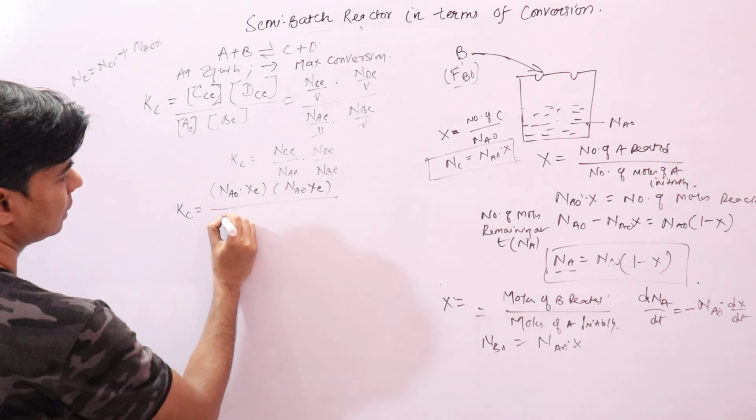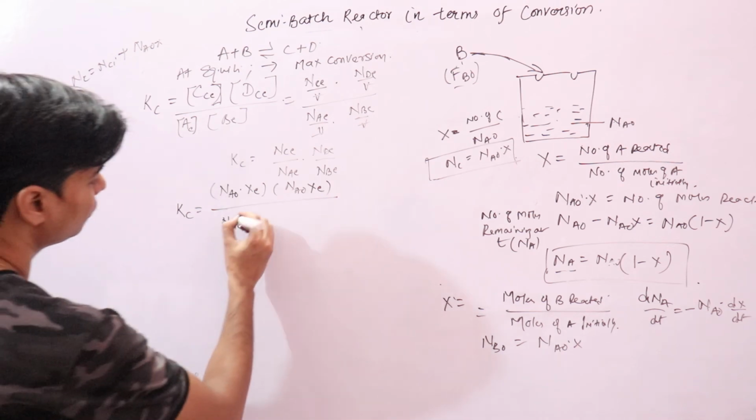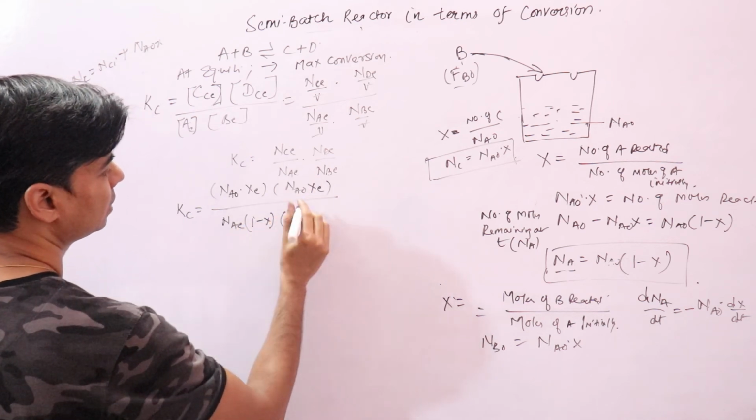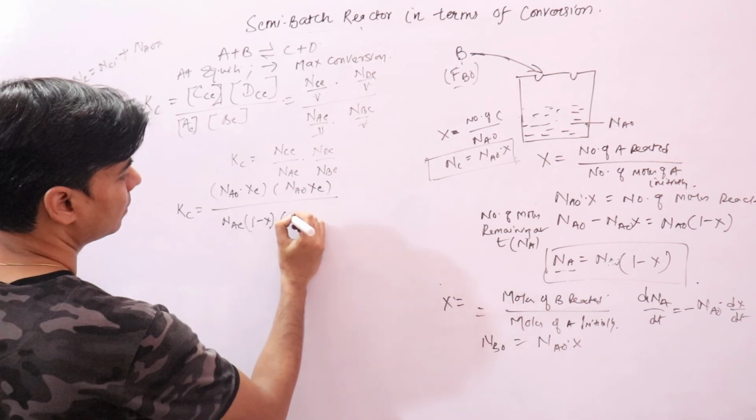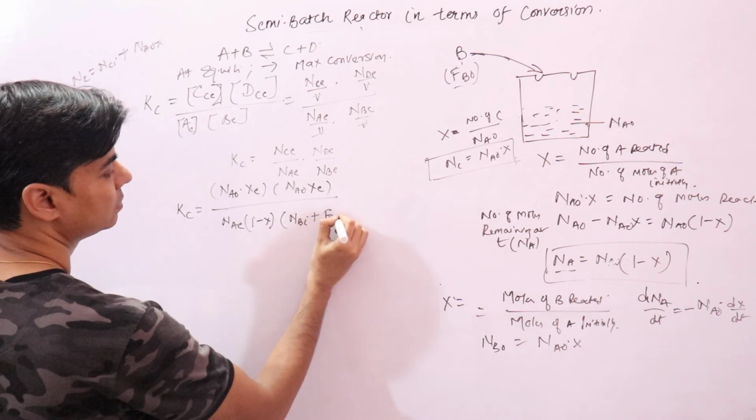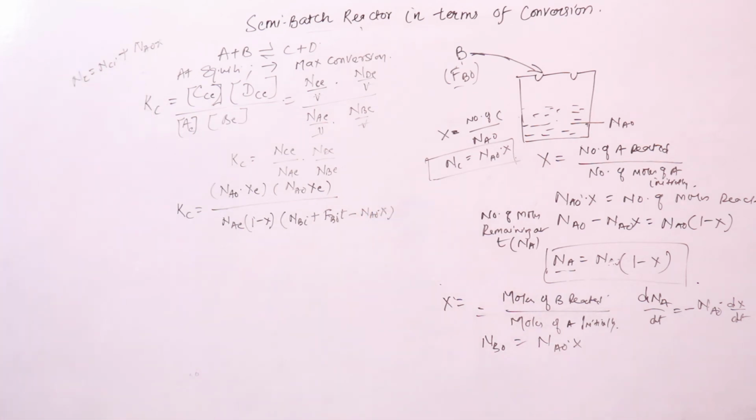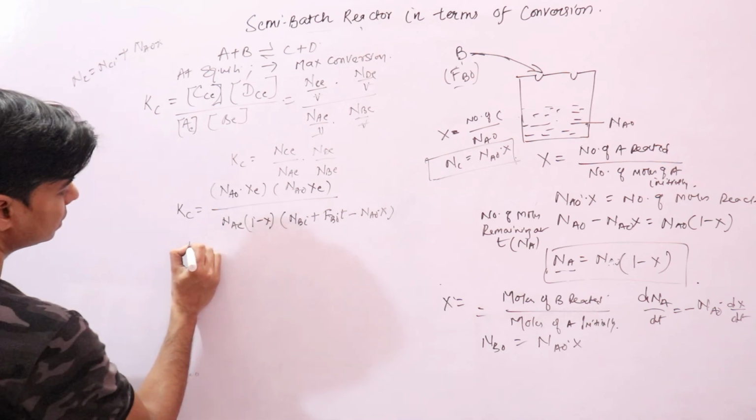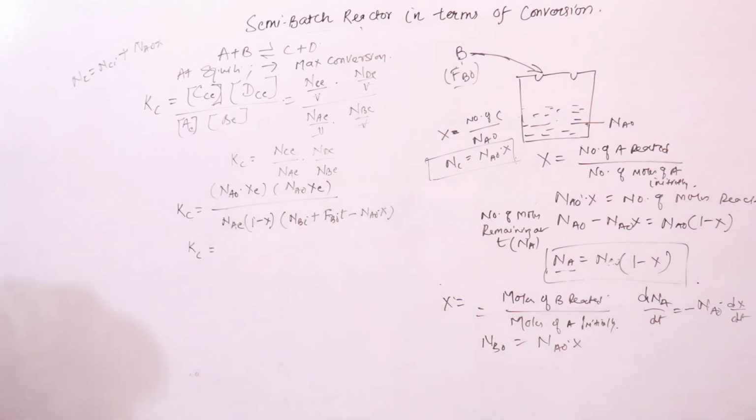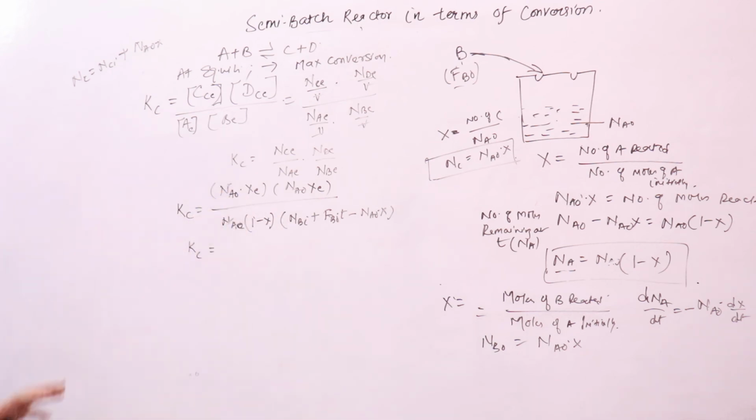Now you have NAE, the number of moles at any time for A. If you remember, it was NA0 times 1 minus X. And for B, it would be NBI plus FB0 t minus NA0 X. Now if you solve this, one NA0 will cancel out, everything cancels.